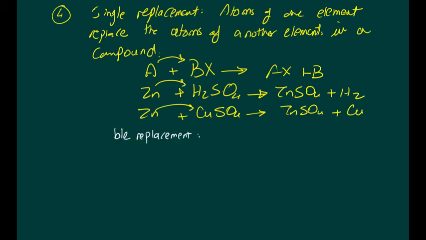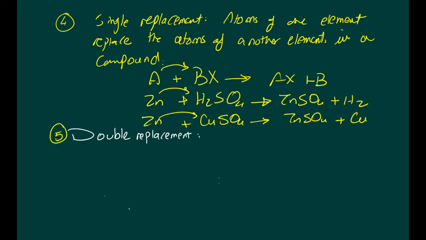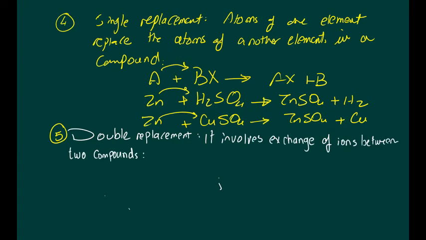Double replacement reaction involves an exchange of ions between two compounds. So if you have two compounds like AX plus BY, the positive ions will be exchanged between the two compounds. So the A plus ion will join the Y minus, forming AY, while the B plus ion will join X minus, forming BX.